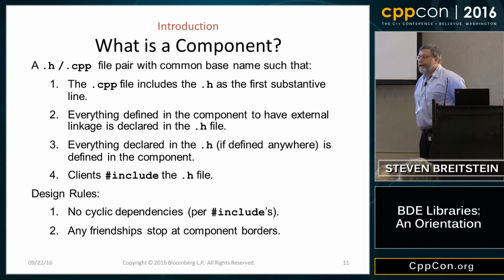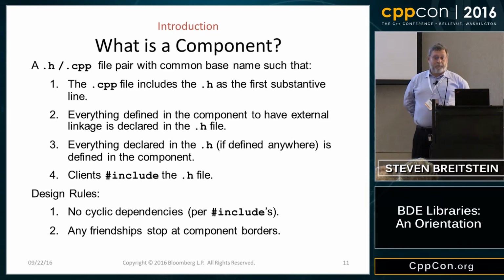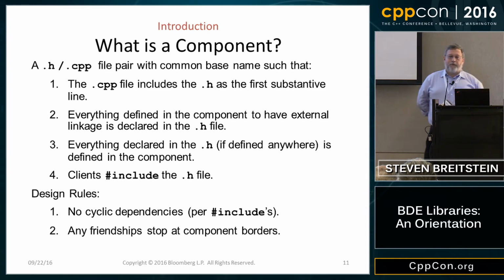Components are more than a pair of files, .h and .cpp. There are rules for writing components. Specifically, one, the .cpp has to include the .h first. Why is that? Anybody? Yes, to ensure that the .h file is self-sufficient. That you need no other includes.